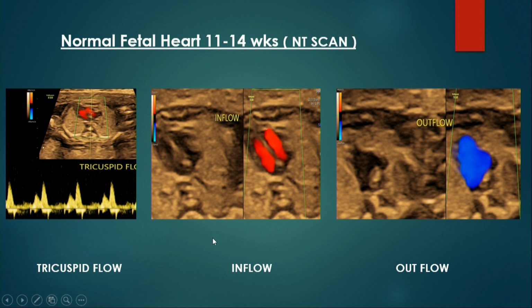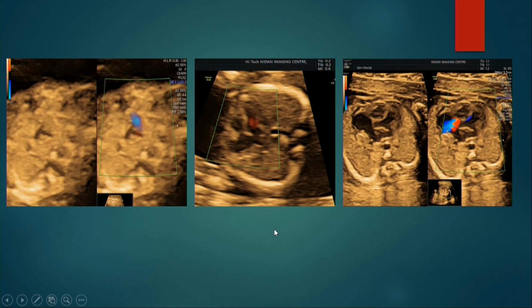You must document at least these three views in the NT scan. First, we are taking the tricuspid valve along the NT scan. Second one is the inflow. You must see both symmetrical inflows with flow across the atrioventricular valves, and both are in red color. Third, outflows: this is the pulmonary artery, this is the aorta, both are taking blood away, both will appear blue. You should document at least these three views at the NT scan.